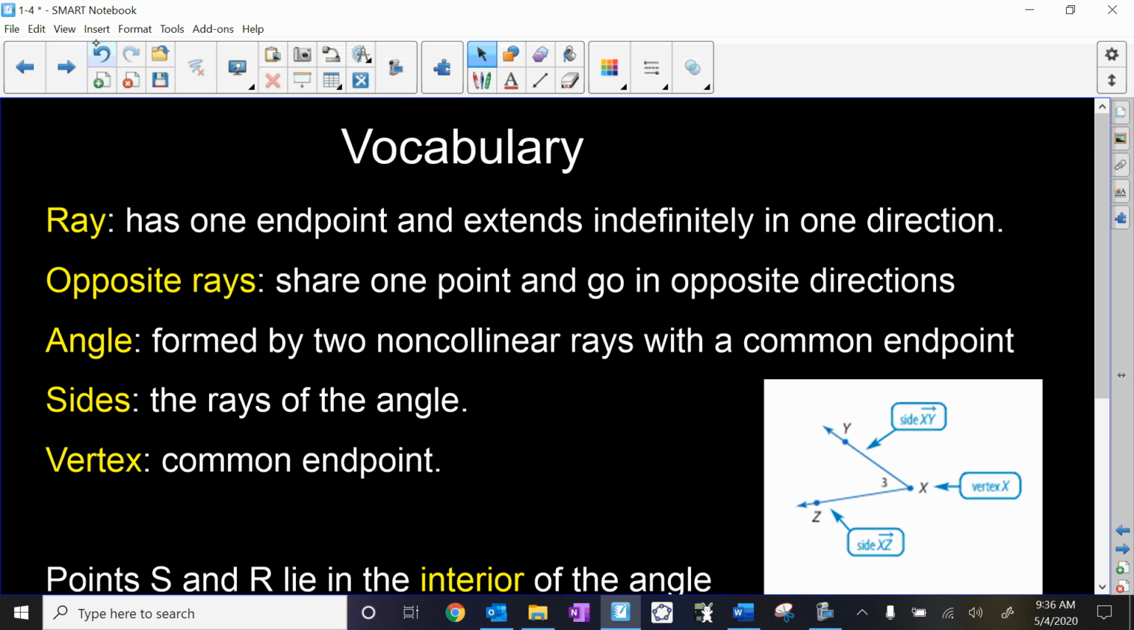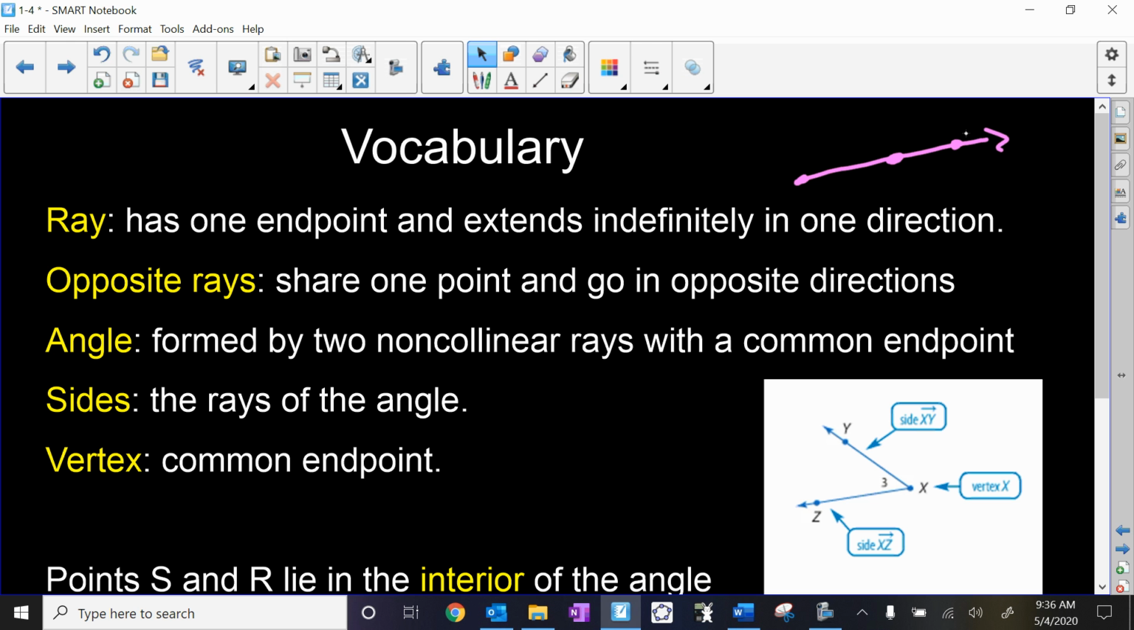There's a ton of vocabulary in this section. You're going to want to get this all written down. I'm going to show you how to label a lot of this stuff and where it comes from. So a ray, we're going to say it has one endpoint and extends indefinitely in one direction. So it's kind of like a segment and a line combined. I'm going to show you how to label and name a ray.